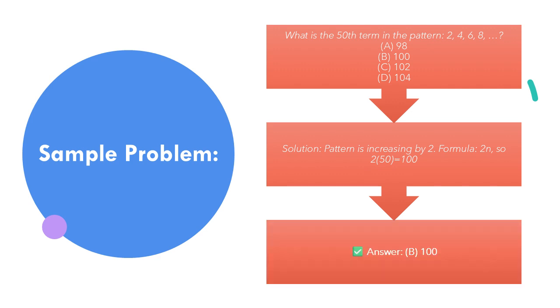Why does this work? Recognizing patterns saves time. You don't need to write out all 50 terms. The formula for an arithmetic sequence, when numbers increase by a constant amount, helps us jump straight to the answer. So, whenever you see a number pattern, find the rule and apply it.